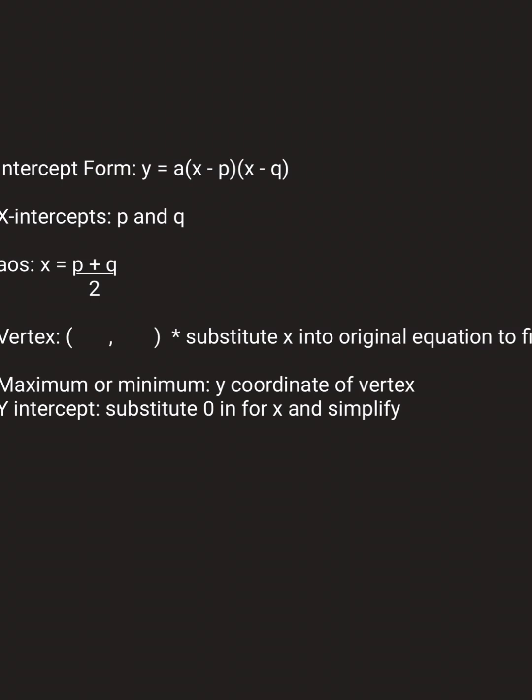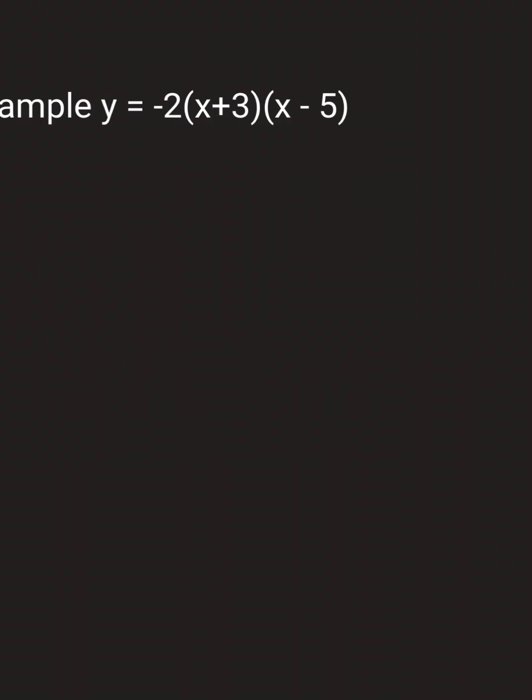Okay, so to find your vertex, your x value goes here, and you substitute that x value into the original equation to find y. And remember, your maximum or your minimum is the y-coordinate of the vertex, and your y-intercept, you substitute 0 in for x and simplify. And I believe there's an example on the next slide. Yes. So here's my example.